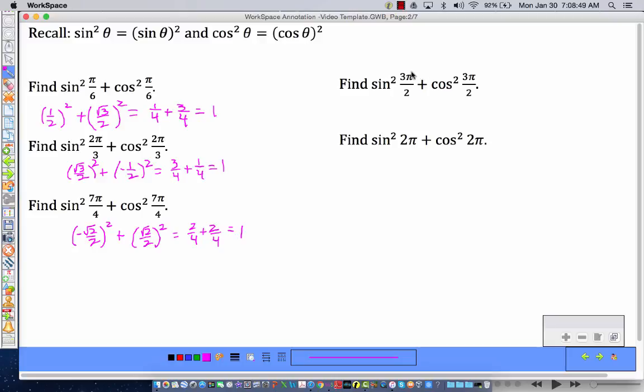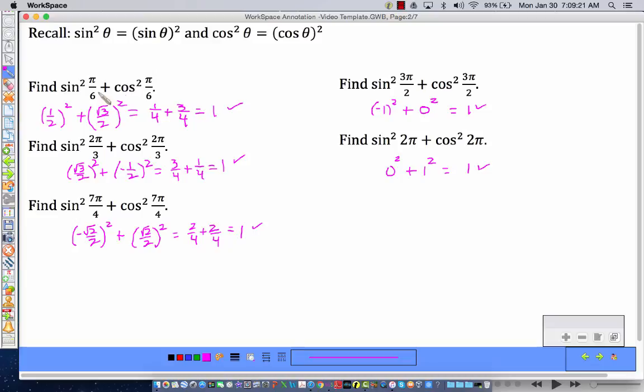Sine squared 3 pi over 2. Well, sine of 3 pi over 2 is negative 1, squared. Cosine is 0. Well, that's going to be equal to 1. Seeing a pattern here. All right, so sine of 2 pi is 0, so 0 squared. And then cosine of 2 pi is 1, squared. And that is equal to 1. So clearly we're seeing that all of these are equal to 1.